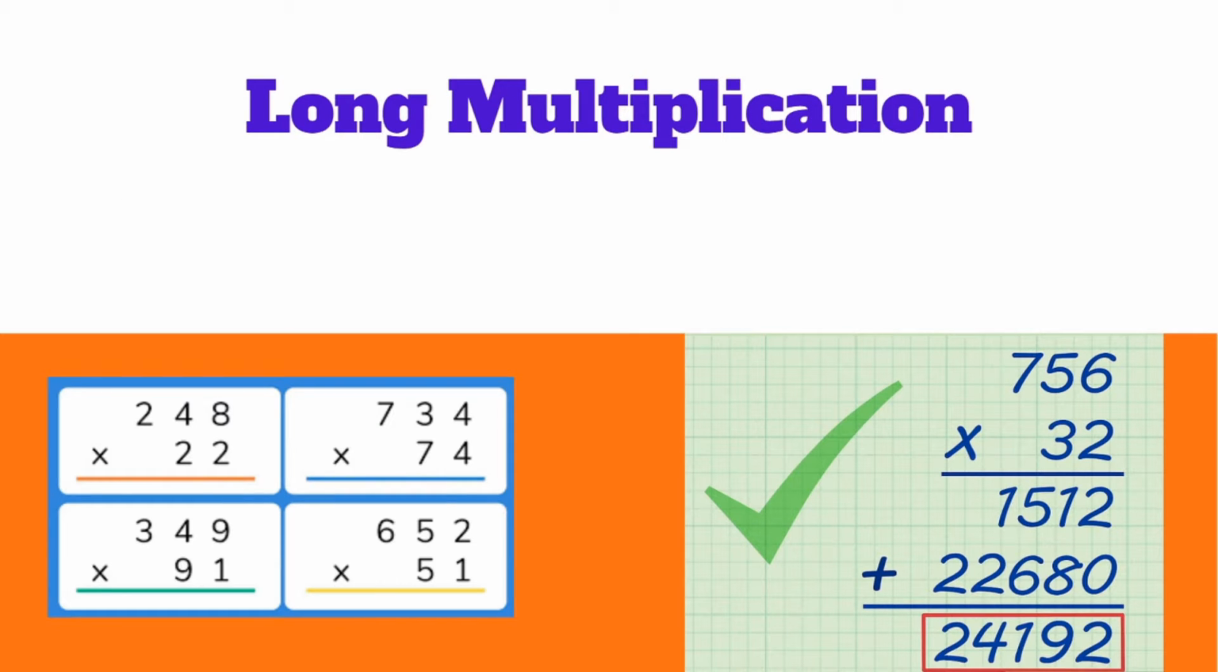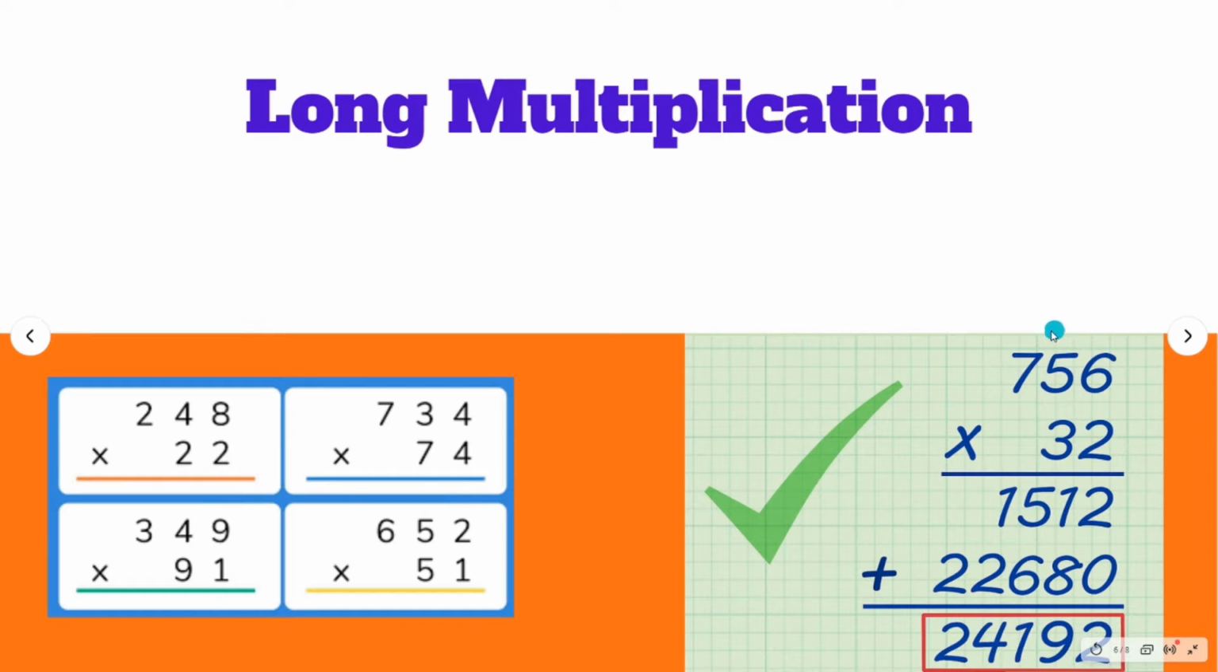Now you'll notice that the times table only covers numbers from 1 to 12. And for bigger numbers, the times table won't help us. Additionally, doing repeated addition won't help us because for larger numbers, like 734 multiplied by 74, it's very difficult to add 734 74 times. That's where the method of long multiplication comes into play.